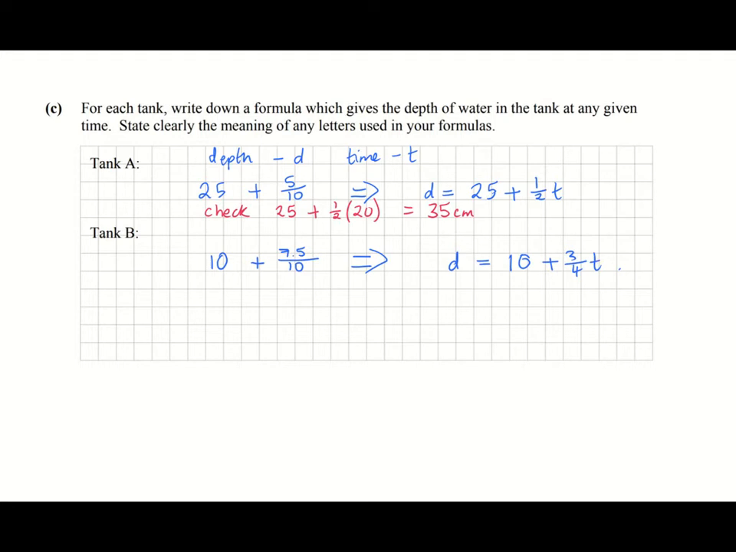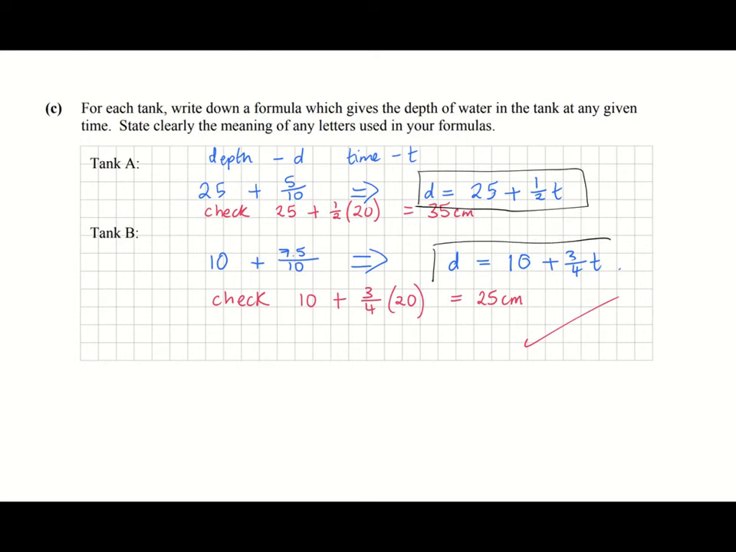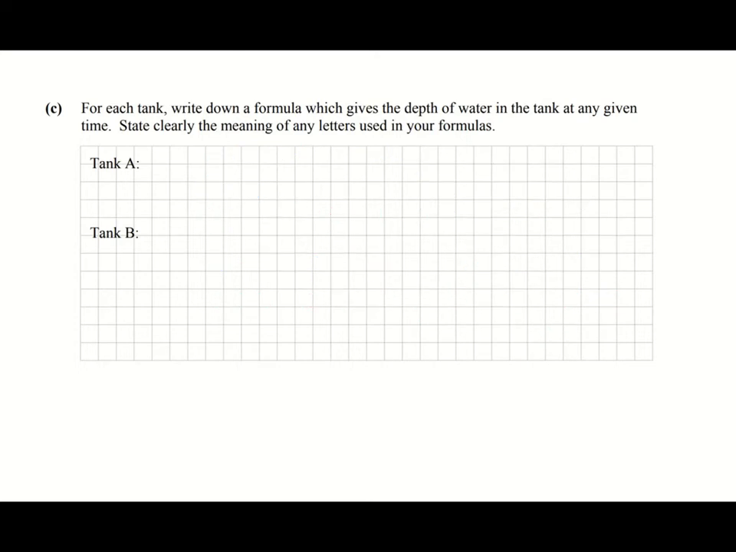And again, we'll do our little check. 10 plus 3/4 of 20. And again, if we look at 20 seconds, you will get 25 centimeters, which, when you look back at your table, is correct. So we know they're right. So our two formulas there are d equals 25 plus a half t, and d equals 10 plus 3/4 t.